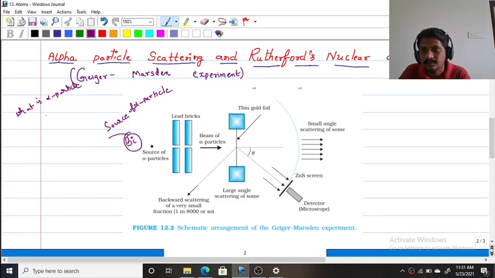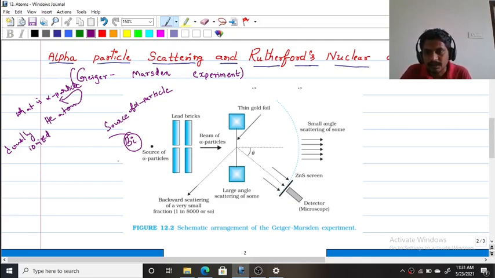Okay, an alpha particle is nothing but helium. When you remove two electrons from a helium atom, the doubly ionized helium atom is called an alpha particle. Bismuth is a radioactive element, so it emits alpha particles.